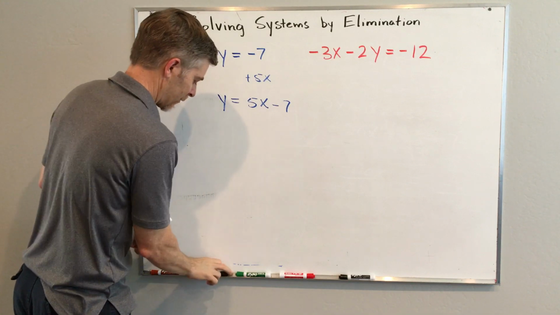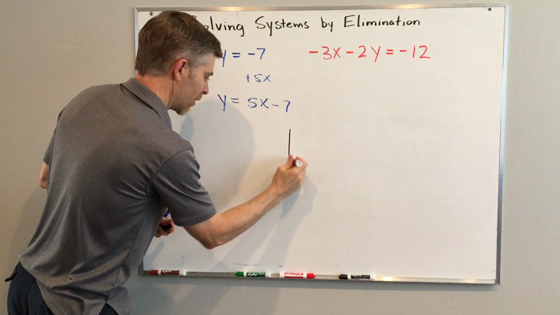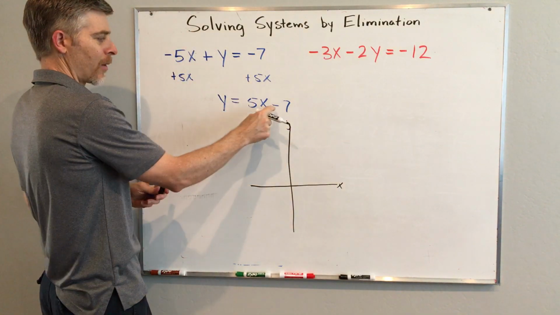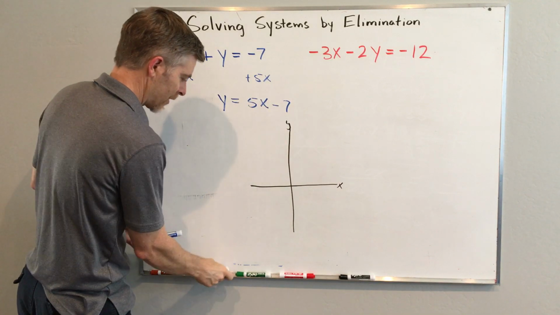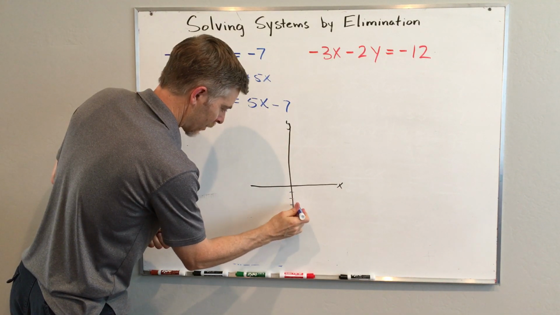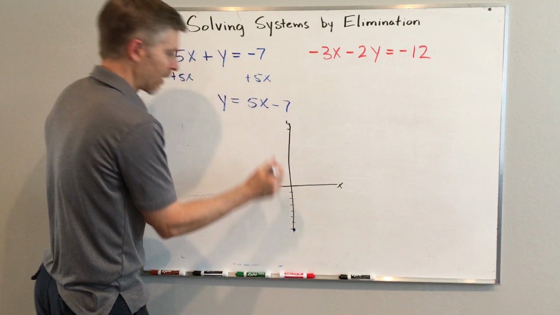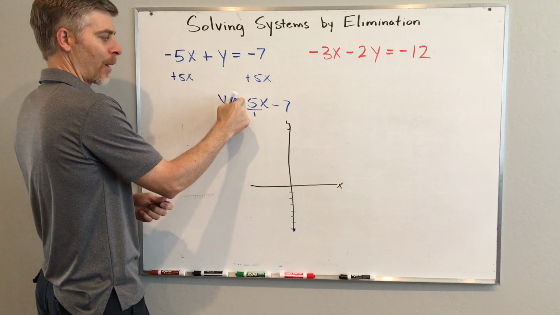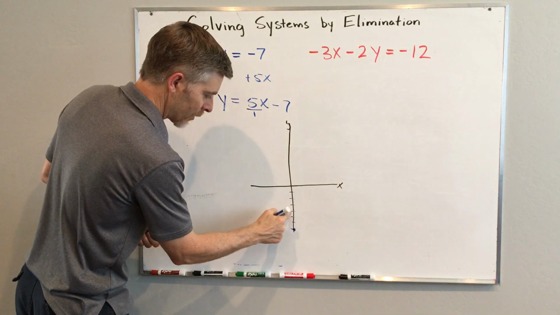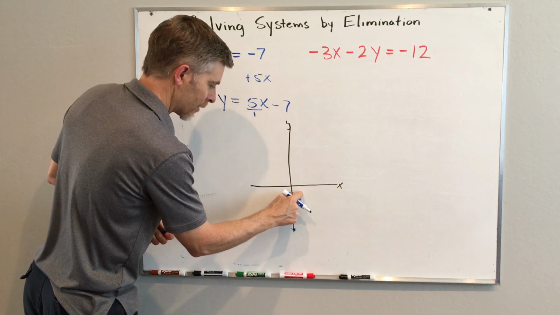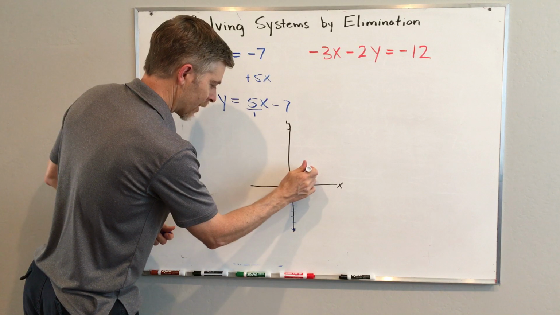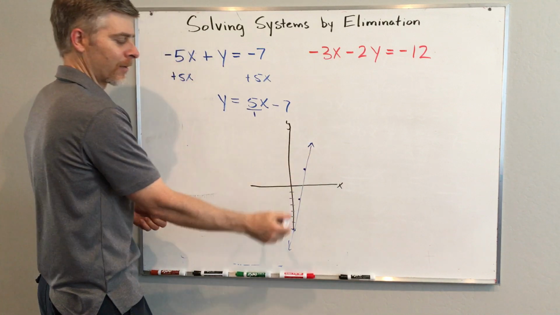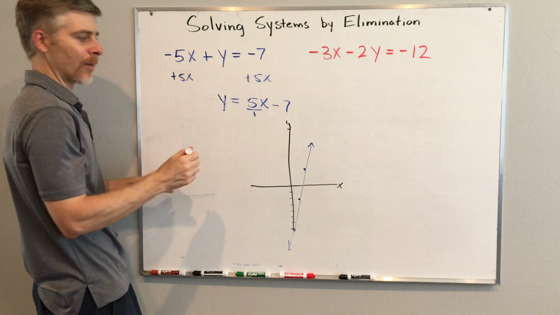I can graph this. Let's draw an xy axis. So I know that the y-intercept is at negative 7. Let's go down to negative 7. 1, 2, 3, 4, 5, 6, 7. And my slope says go up 5, right 1. Up 5, right 1. You get something like this. And this line represents all the solutions to the blue equation.